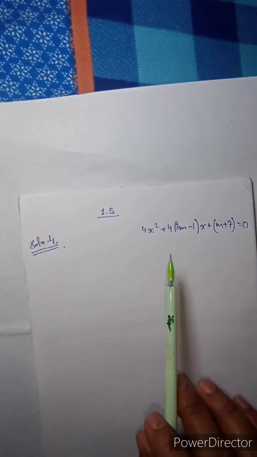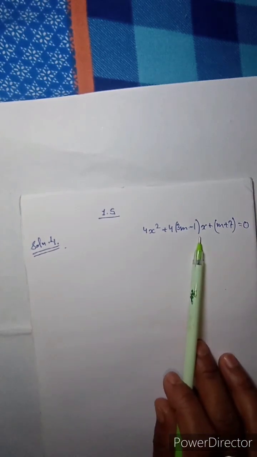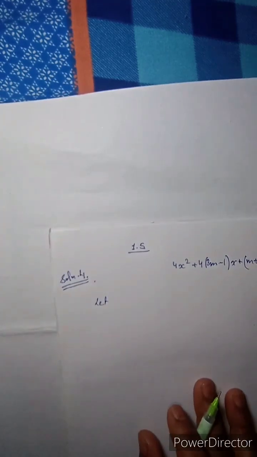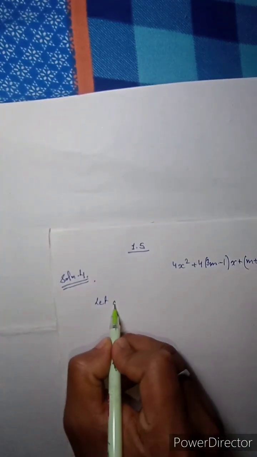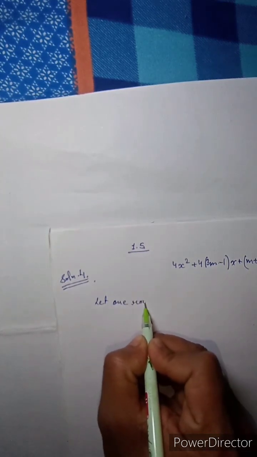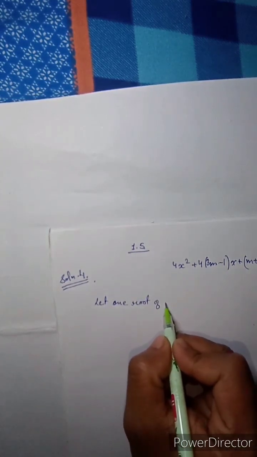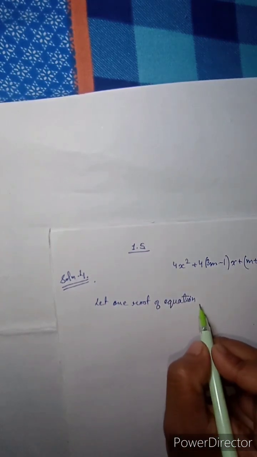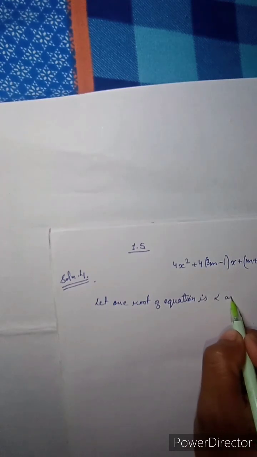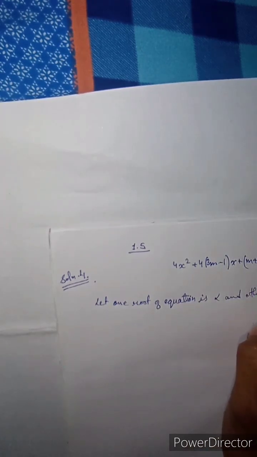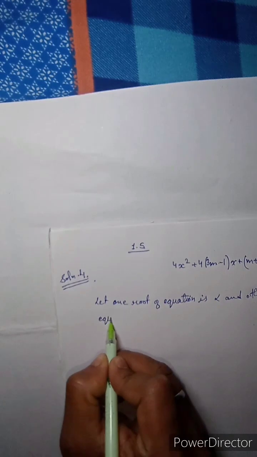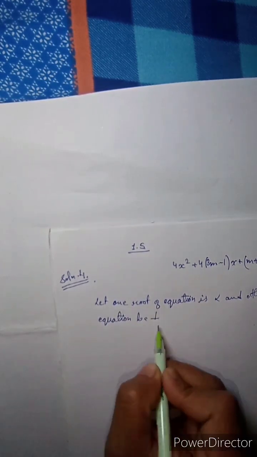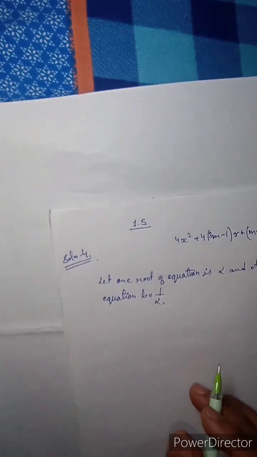So as I wrote here, what we assume is, let one root of the equation be alpha and the other root of the equation be 1 by alpha. So this we have done.